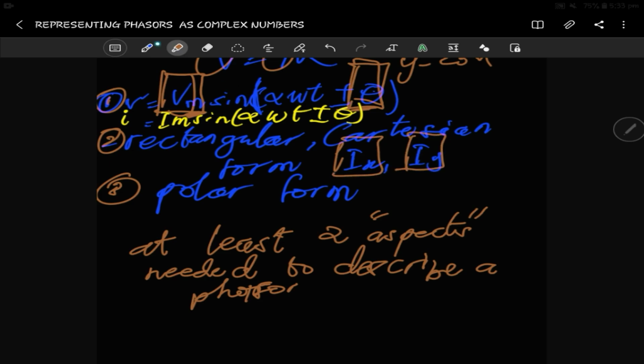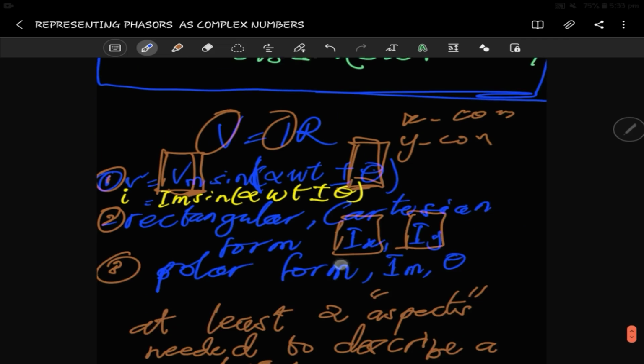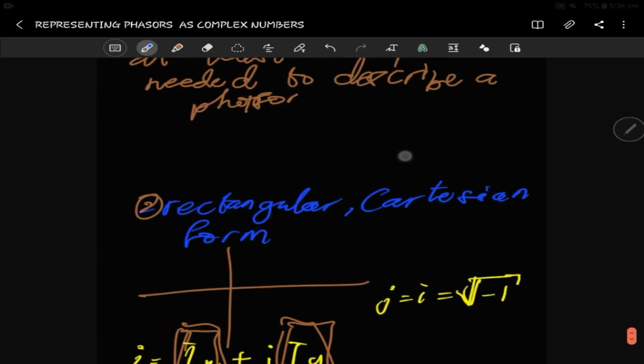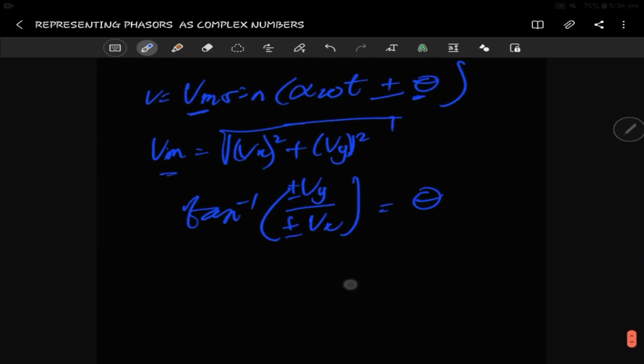But when it comes to the polar form, what you need is a peak, whether voltage or current, and you need a phase. So this is the easier one to get. What this says is that if you have this sinusoidal wave and you want to change it to the polar form, it's very straightforward. Just look at the values, then write it straightforward. So that was the polar form now.